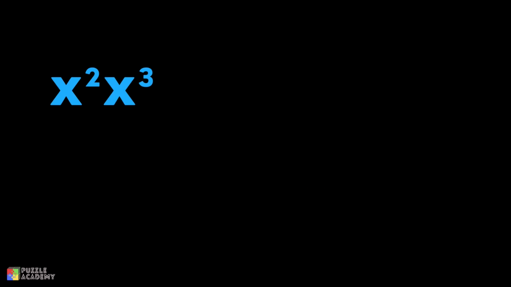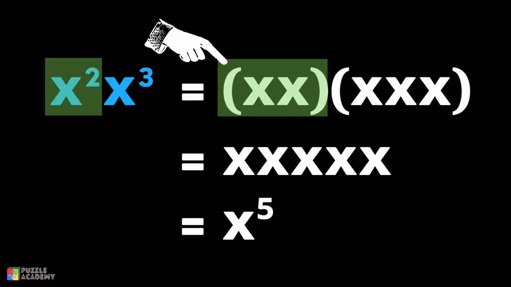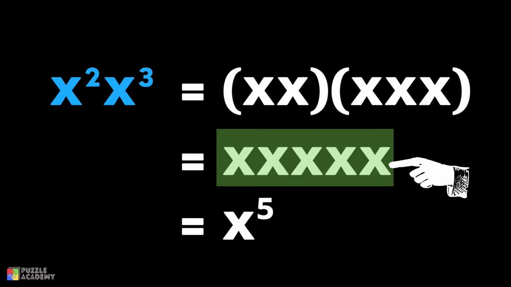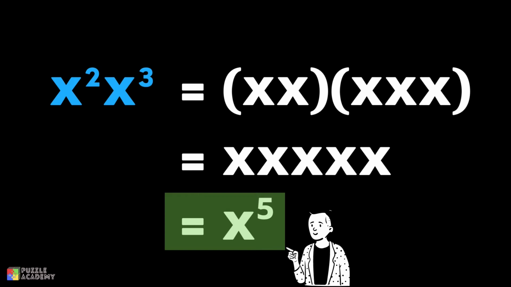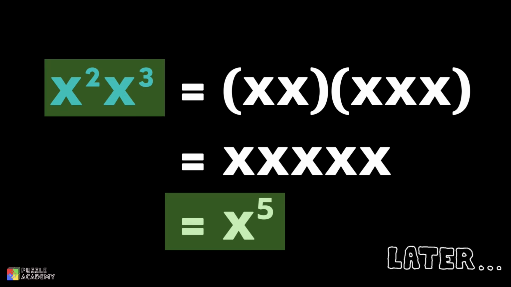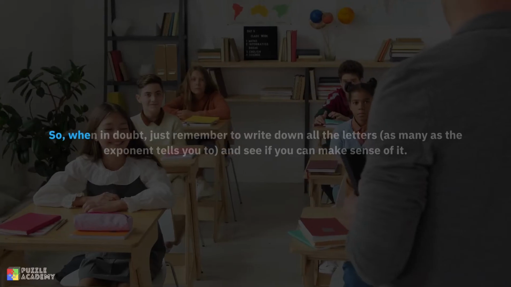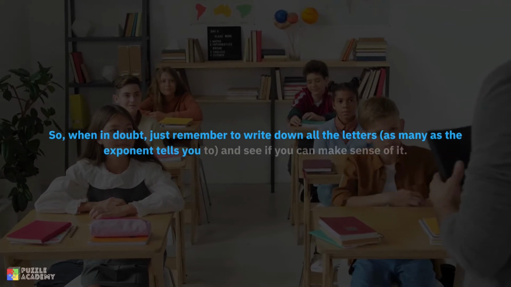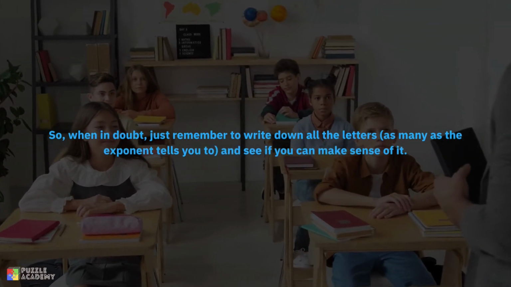In this example, x squared times x cubed is equal to the quantity of x times x comes from the x squared, times the quantity of x times x times x from the x cubed, and also can be written as this form. We have 5 x's here, and that is equivalent to x raised to 5, which shows that x squared times x cubed is equal to x to the 5th power. But more on that later. So when in doubt, just remember to write down all the letters, as many as the exponent tells you to, and see if you can make sense of it.